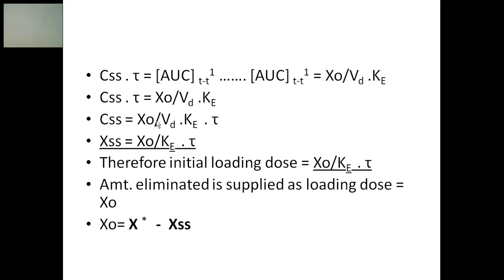So you know that previously C equals C naught e to the power minus Ket. So in that way, if you make a consideration, I will say it here. So x naught is the amount of the drug that is eliminated, which is the difference between the loading dose and the steady state concentration. That much amount we can say is going for your loading dose.